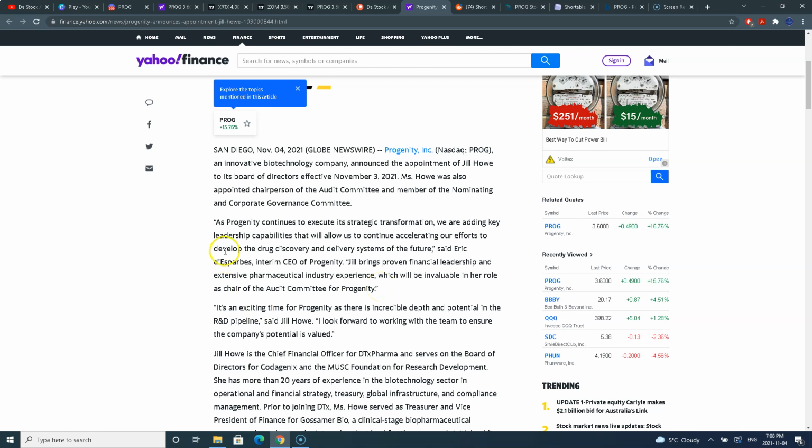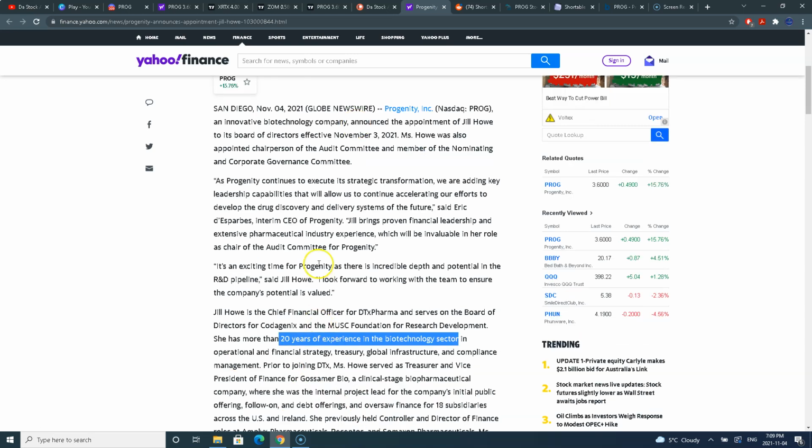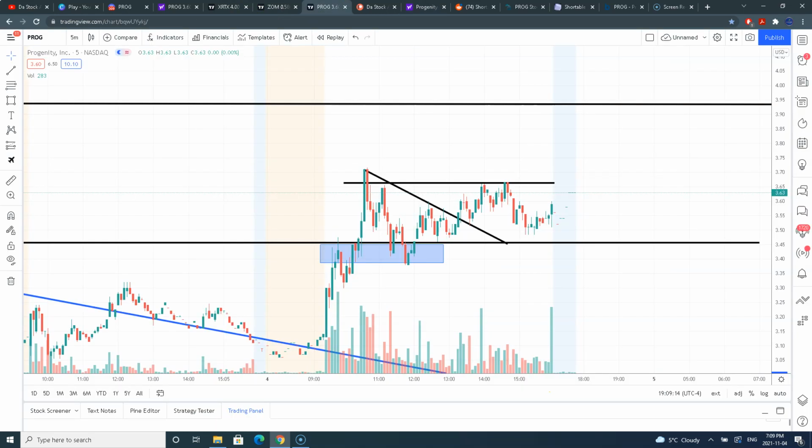If you want, you can just pause and read it. But the most important thing is we are adding the key leadership capabilities that will allow us to continue accelerating our effort to develop the drug discovery and delivery systems of the future. You can just read it. That was the big news that came in the morning, because she has 20 years of experience in the biotechnology sector in operational and financial strategy. A very good addition to PROG. I will talk about the support, resistance, entry and exit points, so many things, but before that, a few other things.